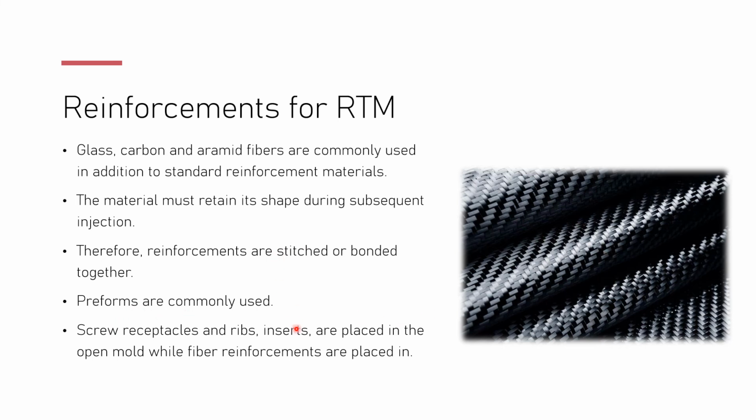Preforms look like that. And screw receptacles, ribs, inserts are placed in the open mold, while fiber reinforcements are placed into the matrix. Okay. Of course, it's not so important. What's important is right here. The glass, carbon, and especially the aramid fibers are very commonly used in RTM. So at least you have to get this, the first statement.